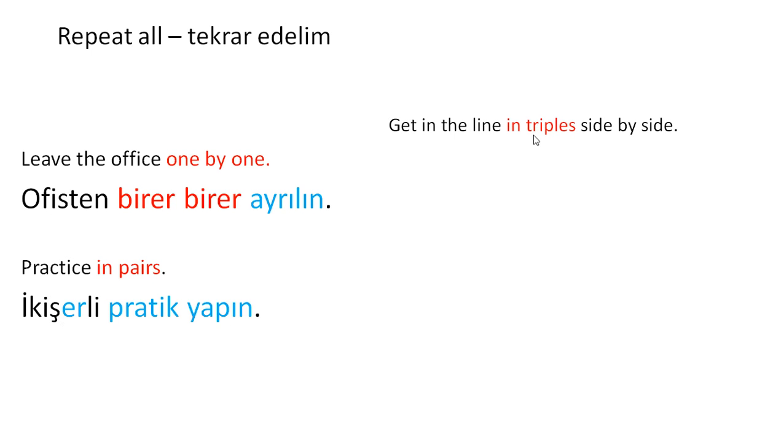Now, get in line in triples side by side. This is the example. I'm not sure if you can remember. Yan yana üçerli sıraya girin.